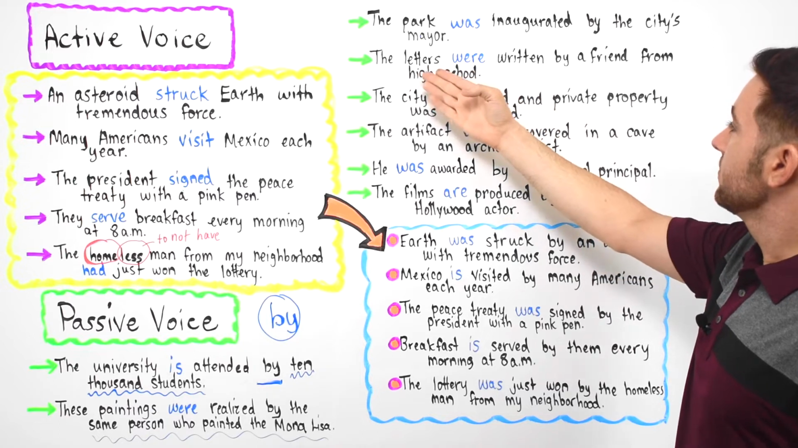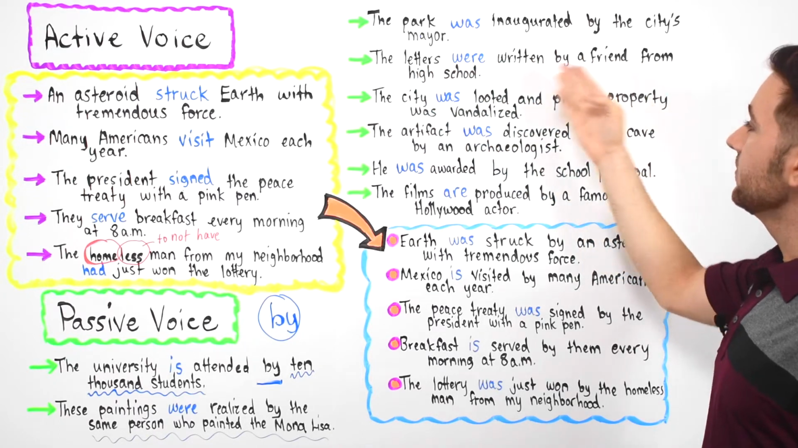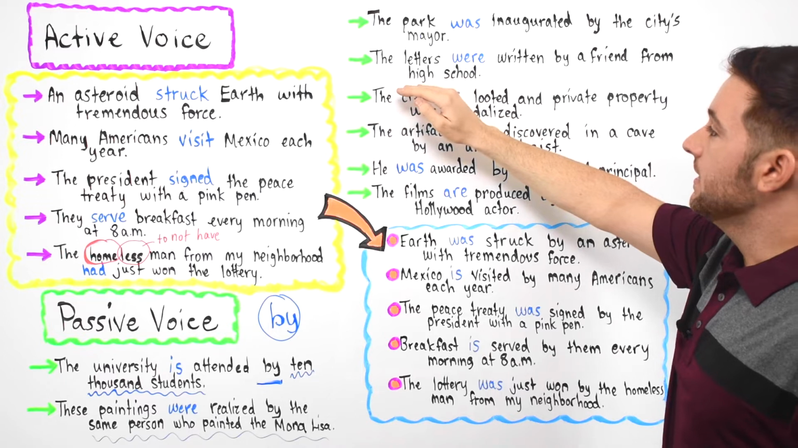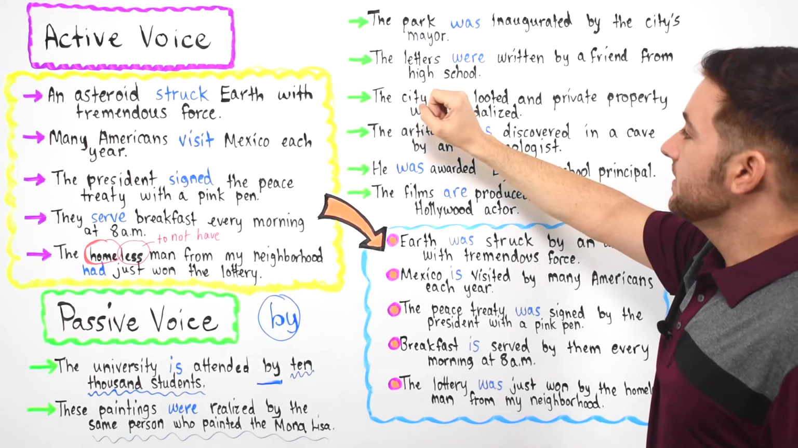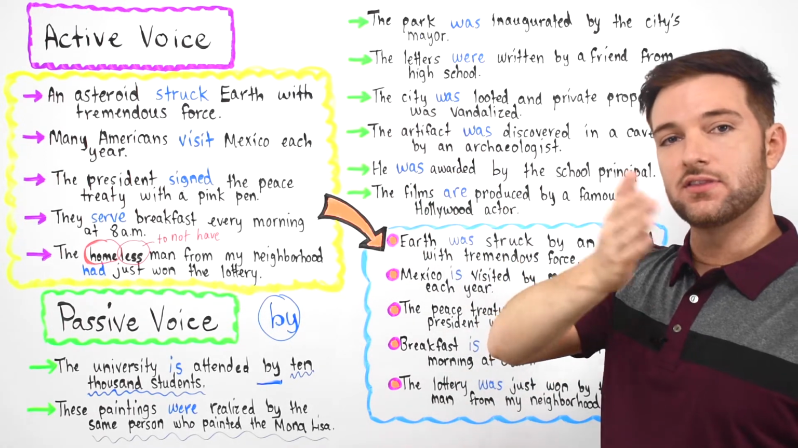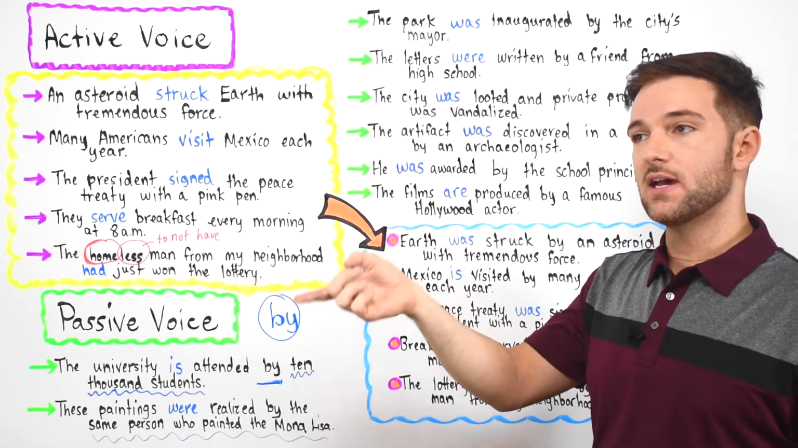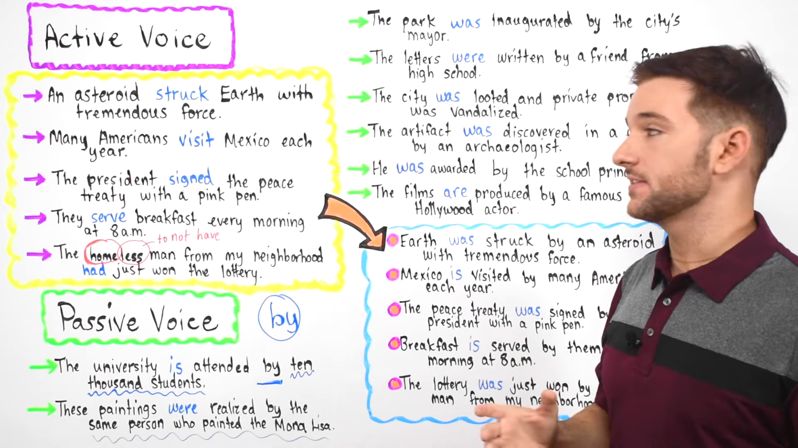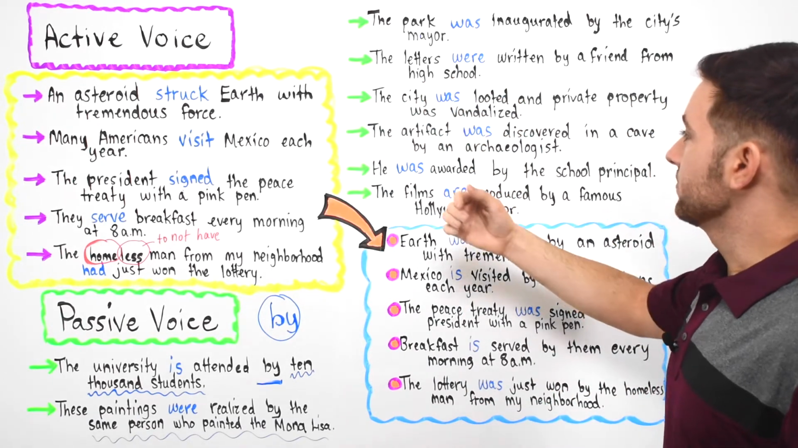Okay, we have letters. Who were they written by? A friend from high school. High school in America, in the United States, goes from 9th, 10th, 11th, and 12th. So from 9th all the way to 12th grade, that's high school. That makes up high school.